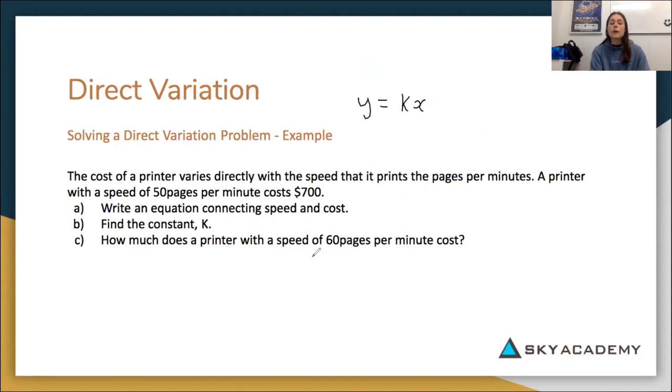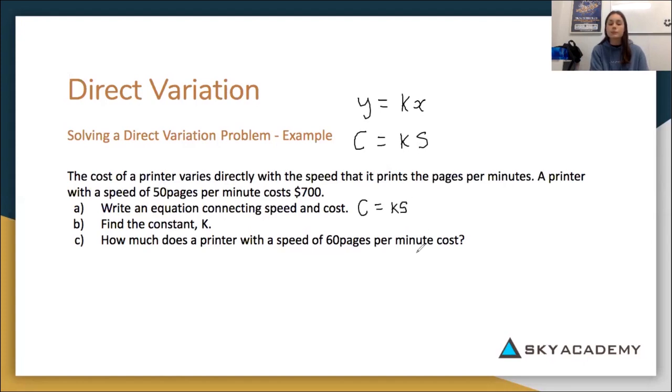Is cost y or is cost x? Well, the cost of the printer varies directly with the speed. So the cost varies directly with the speed. And so if something varies directly with, then that goes out the front, and then whatever it varies directly with then goes next to the constant k. So our answer for A is going to be cost equals our constant k times the speed.